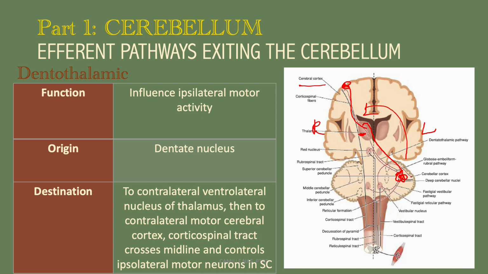How is that? Once it reaches the cerebral cortex, your cerebral cortex will now send signals to your corticospinal fibers, which will then cross at the midline and will now supply excitatory inputs to the ipsilateral motor neuron. And that's why it's still ipsilateral motor control. Okay? And that is your dentothalamic. So your dentothalamic, again, will synapse to the opposite thalamus. From the thalamus, it will synapse to the cerebral cortex. The cerebral cortex will now send signals via the corticospinal tract. And then your corticospinal tract will cross at the midline to supply the ipsilateral motor neurons in the spinal cord.